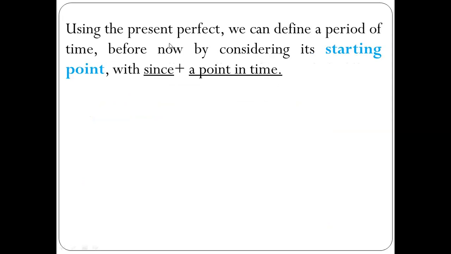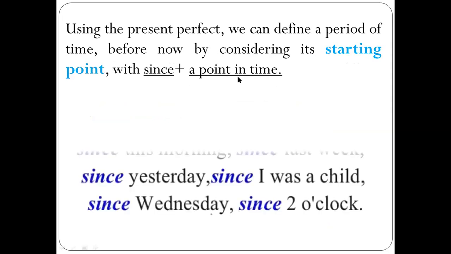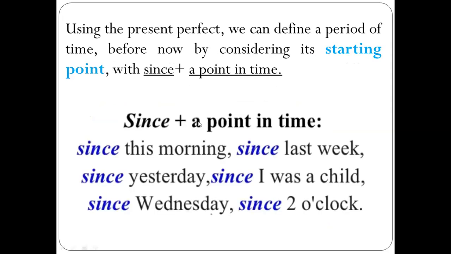Using the present perfect, we can define a period of time before now by considering its starting point, so when did it start, with since plus a point in time. Take note. Since this morning. So a point in time answers the question when. Again, a point in time answers the question when. Since plus a point in time.